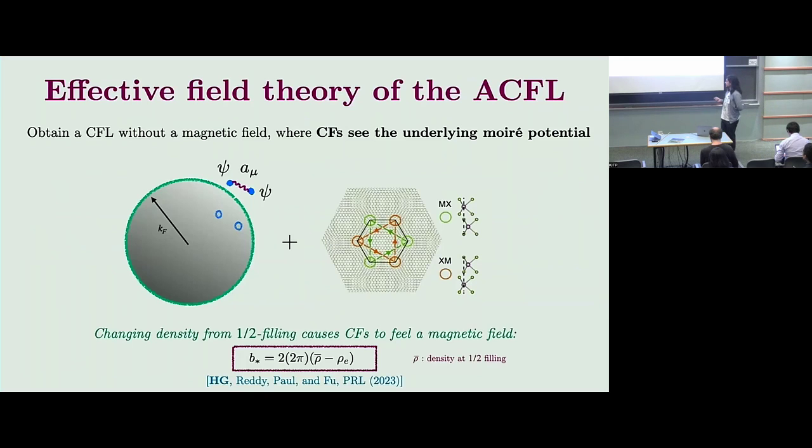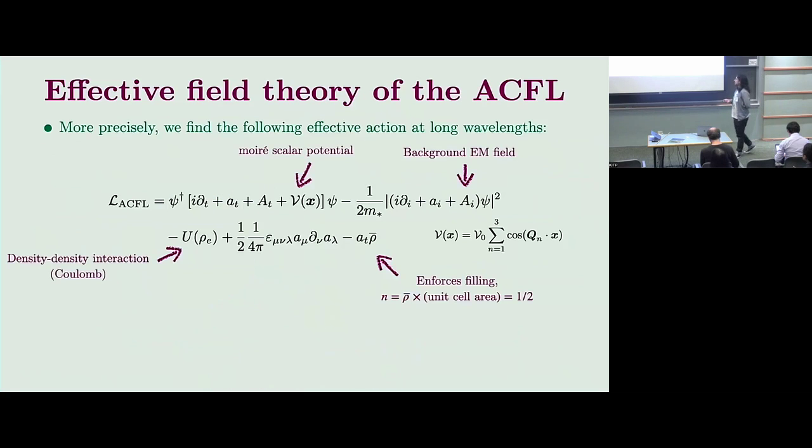And if I change density from half filling, okay, no magnetic field still, this is going to cause the composite fermions to feel an effective magnetic field, consistent with what you might expect. All right, and you can write a Lagrangian for this. So this is the usual Halperin-Lee-Read theory, but with two major differences. One here is the presence of this Moiré potential, and the other is the presence of this A dρ-bar term here, which essentially enforces the composite Fermi liquidness at zero magnetic field.